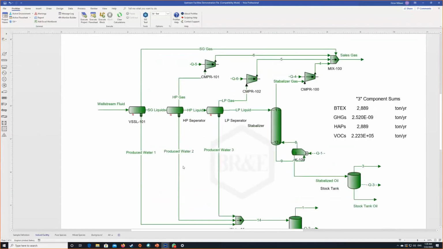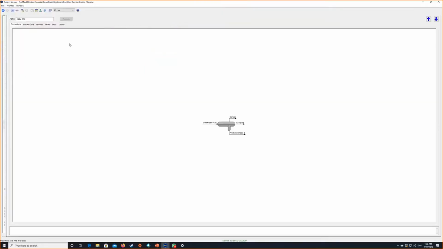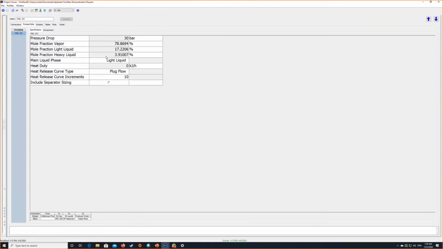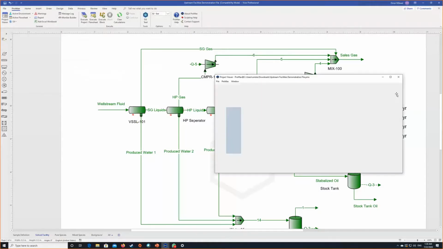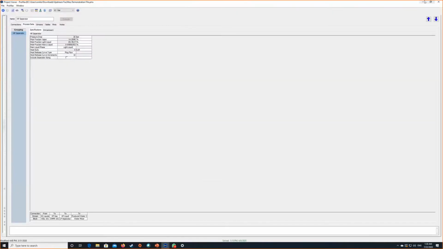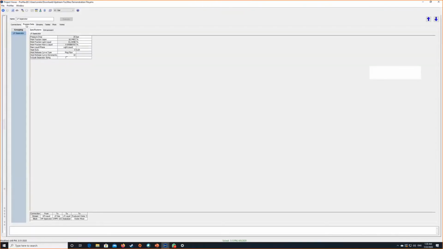So this is a very rudimentary facility. All I have done is I've taken my well stream fluid and I've sent it through a few vessels. Each of these vessels have an arbitrary pressure drop. It's 30 bar in the first vessel, 20 bar in the next vessel, and finally 25 bar in the final vessel.